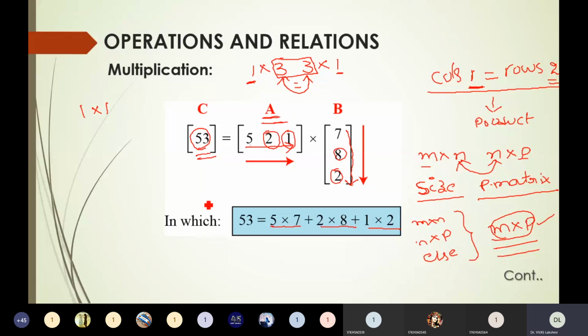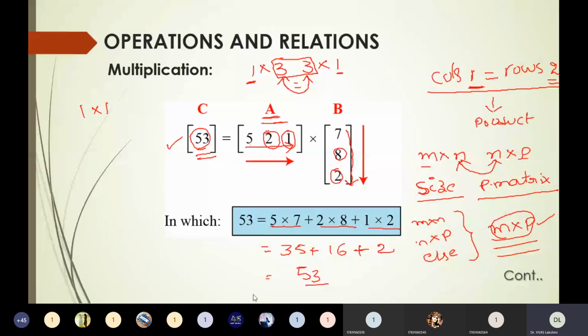So 5 into 7 is 35, plus 2 into 8 is 16, plus 1 into 2 is 2. So what is the value? 35 plus 16 is 51. 51 plus 2 is 53. So this is the resultant matrix. The resultant matrix will contain one row and one column. So this is the formula.